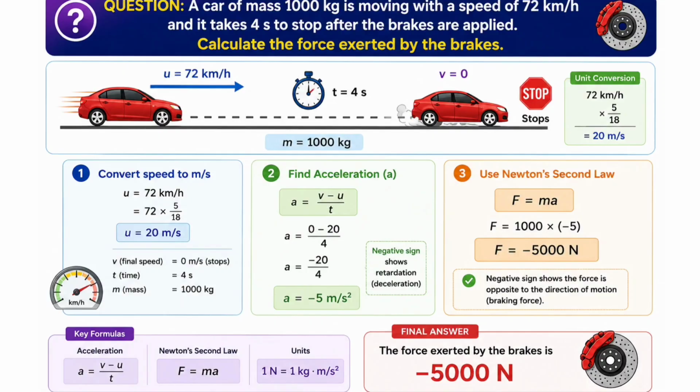Let's look at box number 3 on the right side to find the final force using Newton's second law. Let's plug in our mass and our negative acceleration value. F is equal to 1000 multiplied by minus 5 is equal to minus 5000 Newton. Our final answer is that the force exerted by the brakes is minus 5000 newtons. Be sure to explain this clearly in your exam. The negative sign simply shows that the brake force acts in the direction opposite to the motion of the car to bring it to rest.